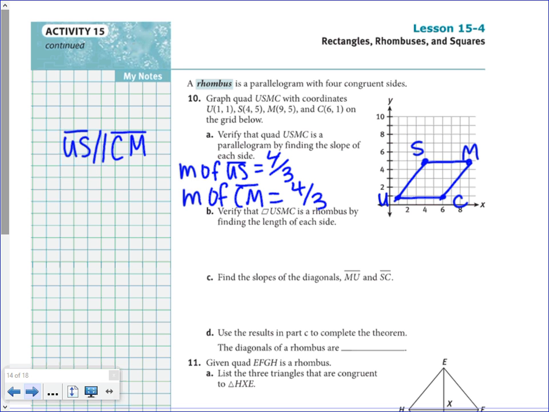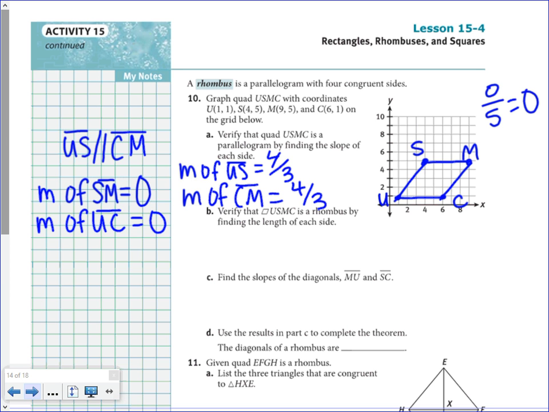From there, we need to look at the other two sides. The slope of SM, your rise is 0, and then you run 5. 0 divided by 5 is 0. So the slope of SM is 0. The slope of UC is also 0. So that means that SM is parallel to UC. And so we know that it's a parallelogram because it has 2 pairs of parallel sides.